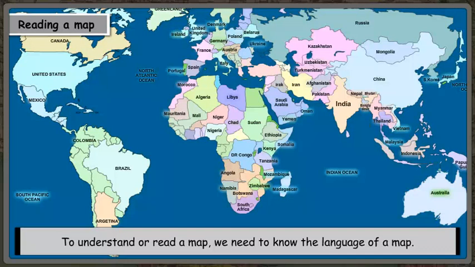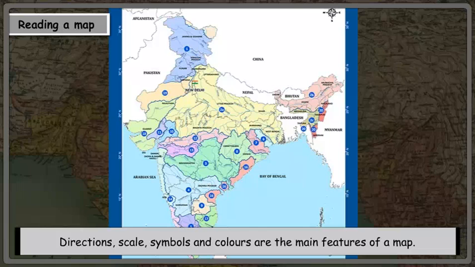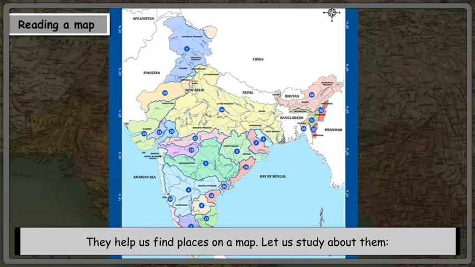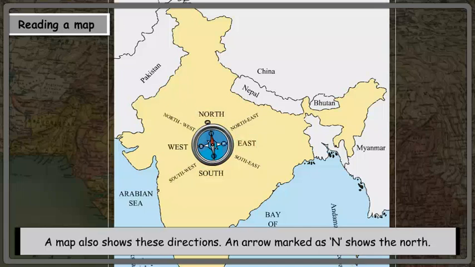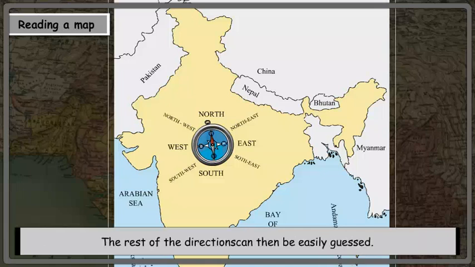Reading a map. To understand or read a map, we need to know the language of a map. Directions, scale, symbols and colors are the main features of a map. They help us find places on a map. Let us study about them. We know the four main directions: north, east, south, and west. A map also shows these directions. An arrow marked as N shows the north. The rest of the directions can then be easily guessed.